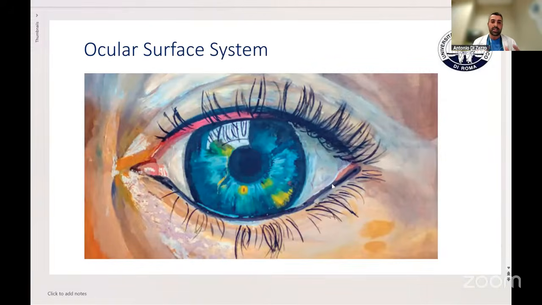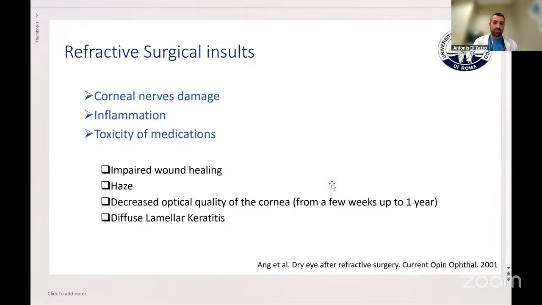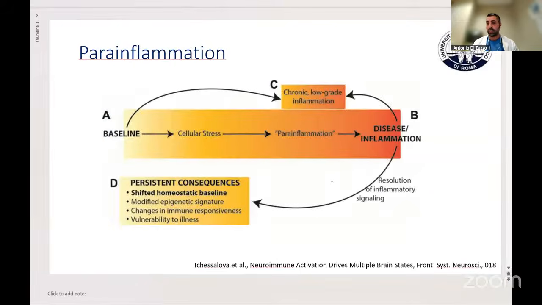Starting, we need to understand that this is a complex system of different tissues of different embryological origin that interact, as maybe Pooja will say, by several mediators, proteins, and lipids that make the ocular surface coordinate and work together as one single unit. Obviously, refractive surgery causes some insults: corneal nerve damage, inflammation, toxicity of the drug. This will alter the equilibrium, the homeostasis of the ocular surface, leading to a persistent chronic inflammation due to these stimuli, insults, and traumas.